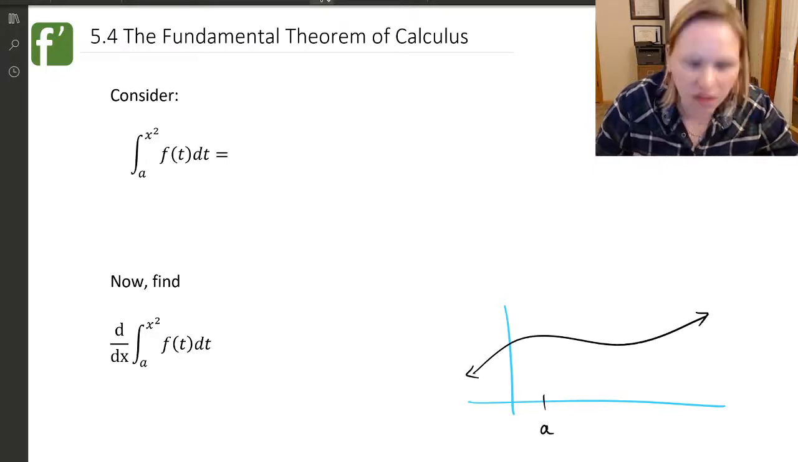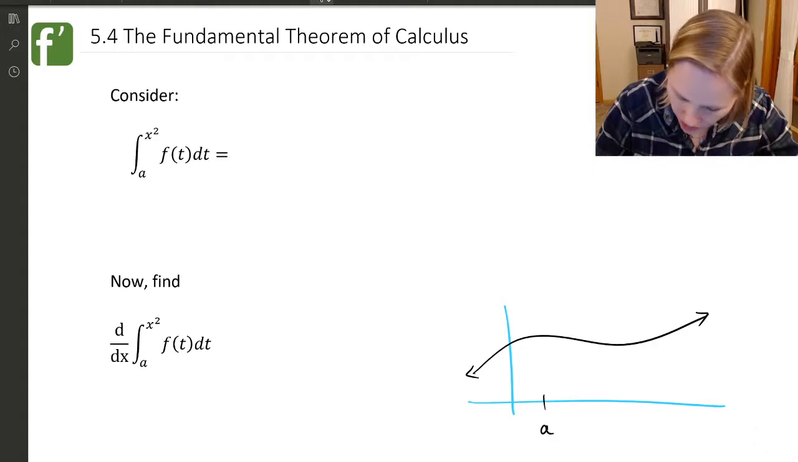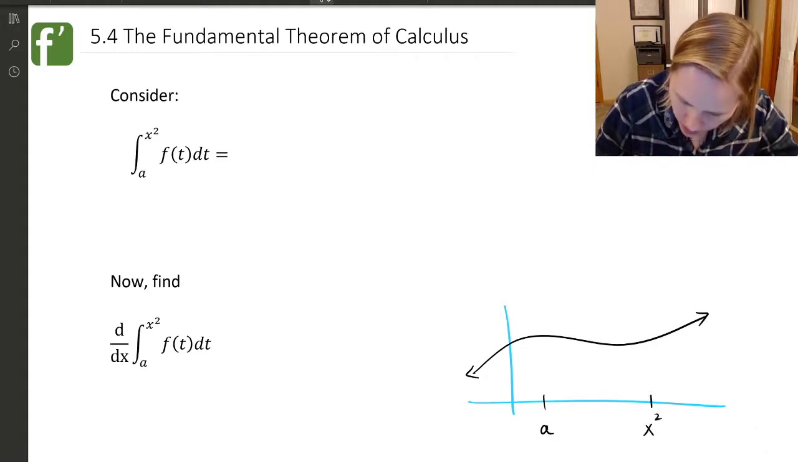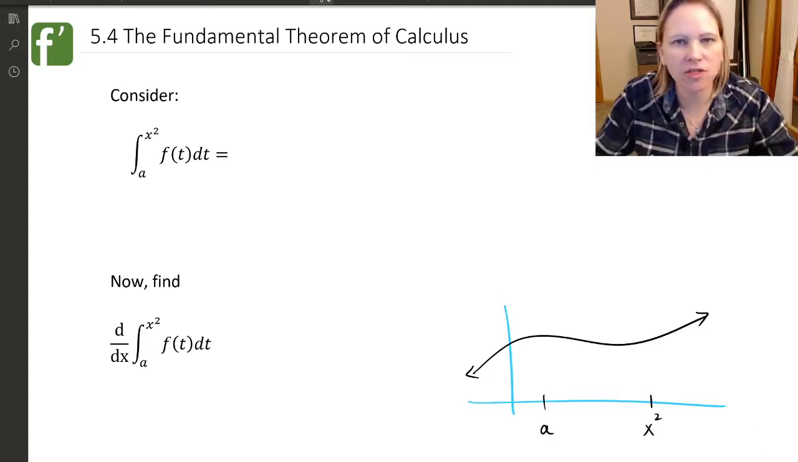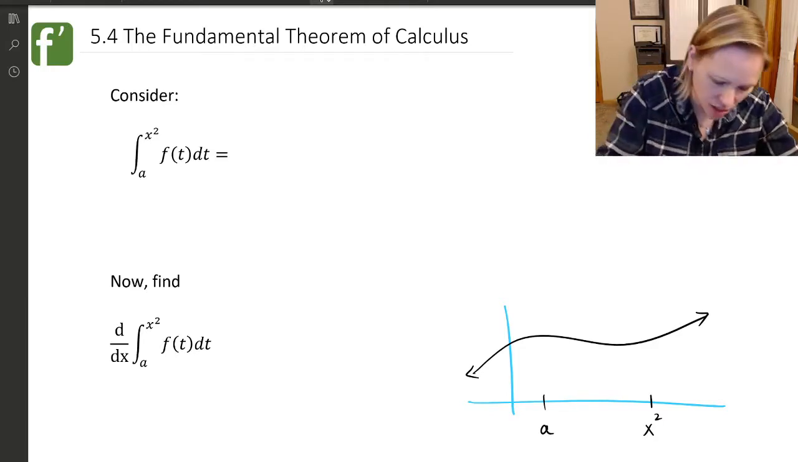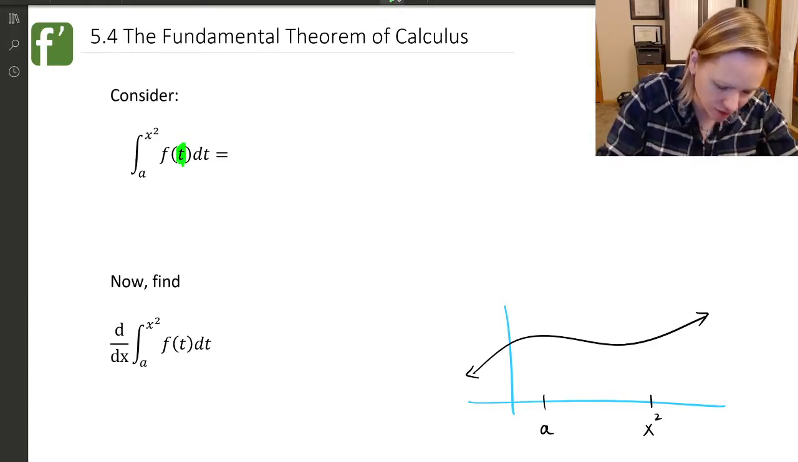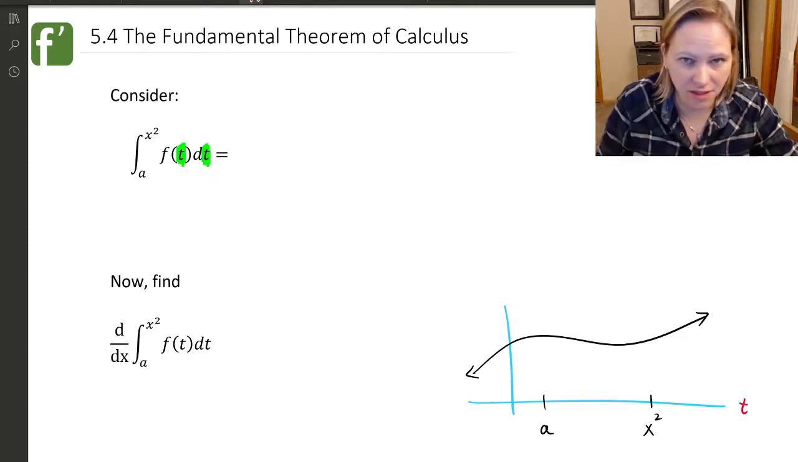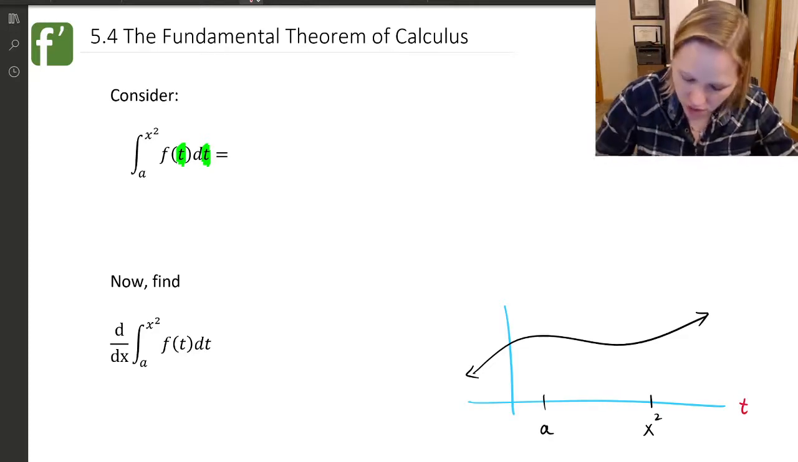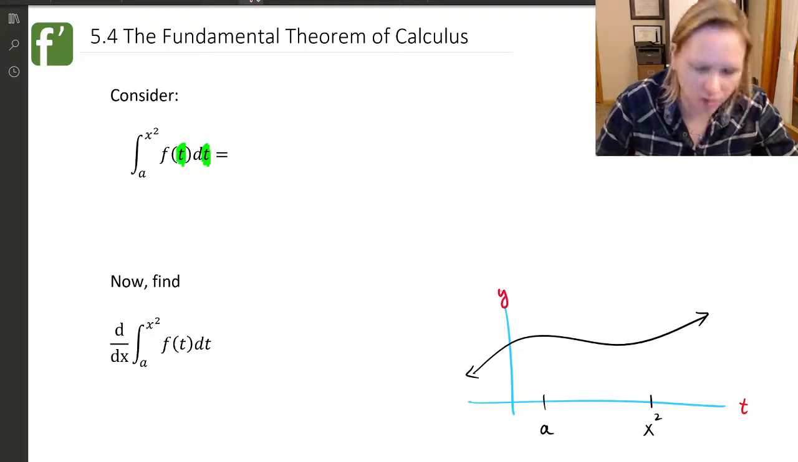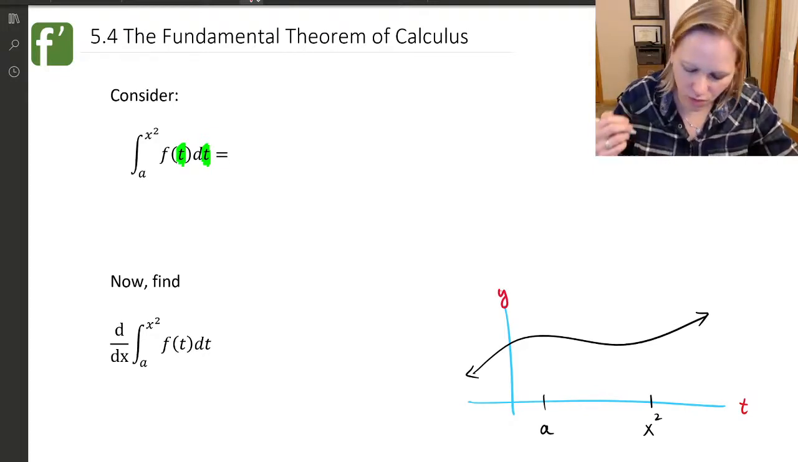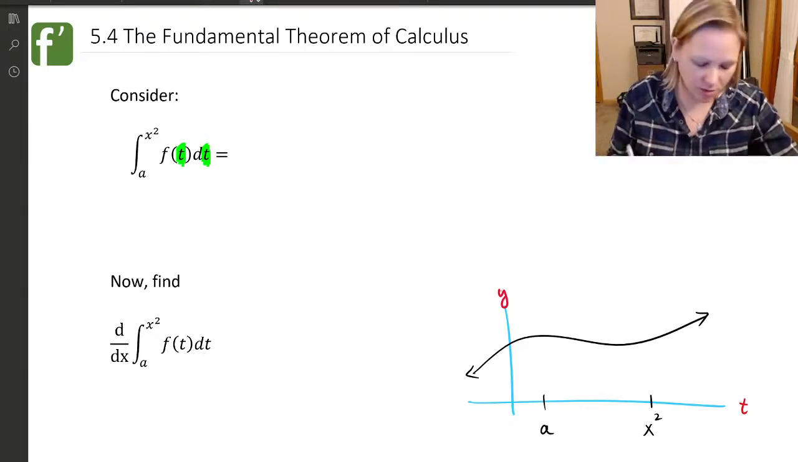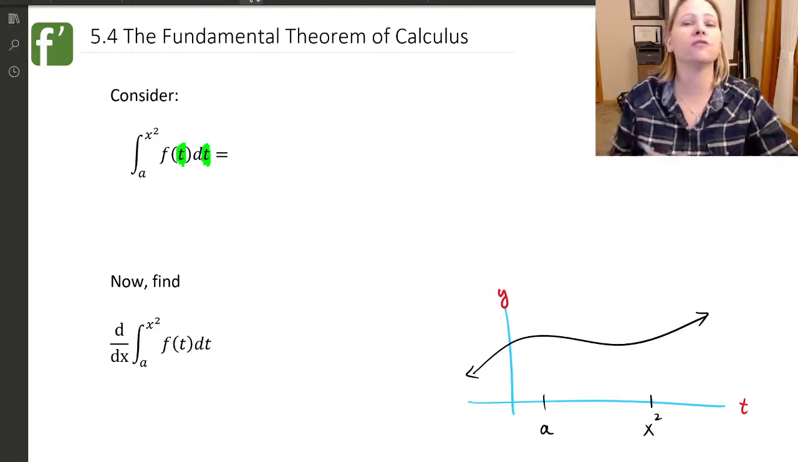So a is any arbitrary spot on the graph, and then x squared is just going to be some other arbitrary spot that depends on x. Now notice I've got different variables going on in here. I've got t, so x is just some other extra variable. It's an arbitrary variable, so this is t on the x-axis. Don't get it confused. And then this would be y or f of t.